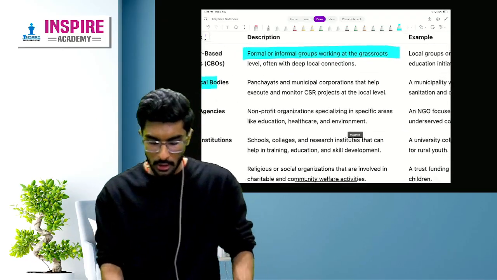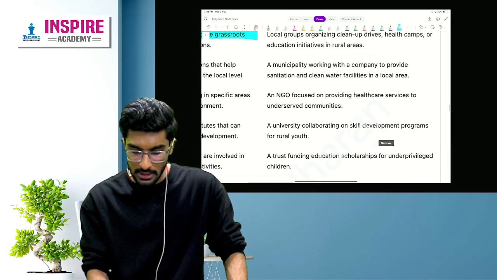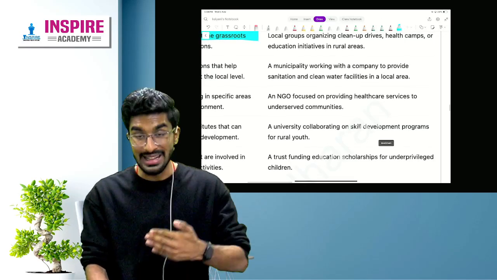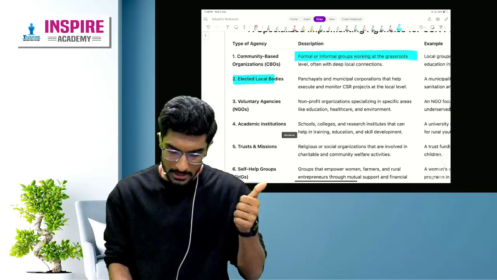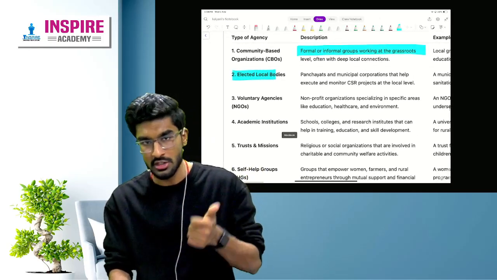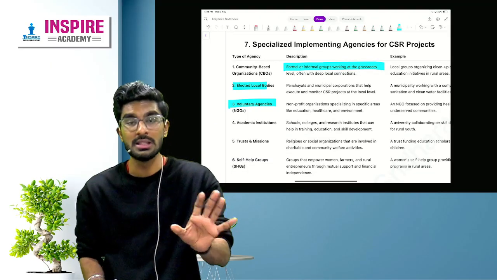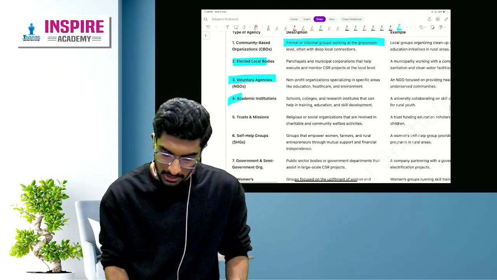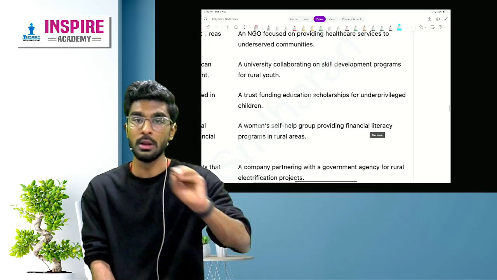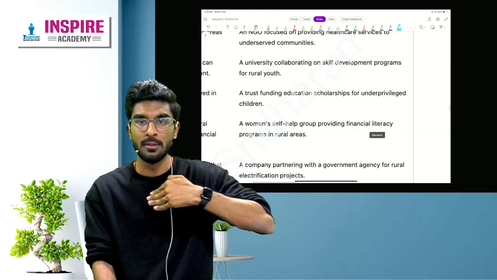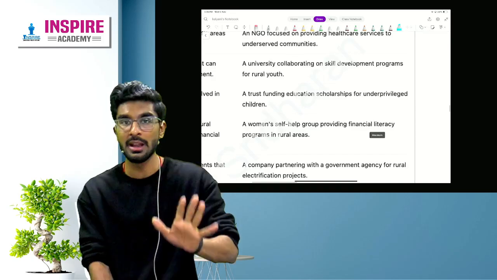And number two is elected local bodies. Over here, you can work with panchayats and municipal corporations. For example, a municipality working with a company to provide sanitation and clean water facilities in a local area. So number one is CBOs and number two is elected local bodies. Number three is voluntary agencies like NGOs. Number four is academic institutions, a university collaborating on skill development programs for rural youth. For example, IIT Bombay going into villages to teach villagers how to use technology. That will also be categorized under CSR, people.